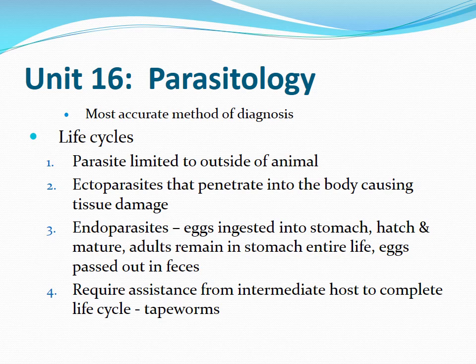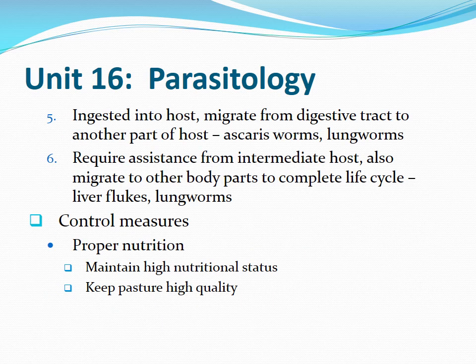Then sometimes we have an intermediate host that's required, like its life cycle. Some that are ingested into hosts, like we said earlier, can migrate from the digestive tract to another part, like ascaris worms or lungworms, and some require assistance from that intermediate host, with regard to liver flukes or lungworms.